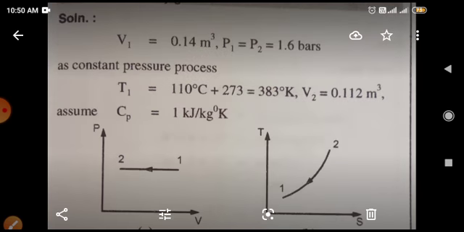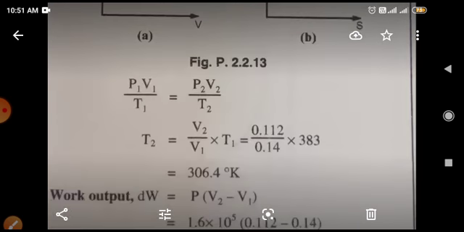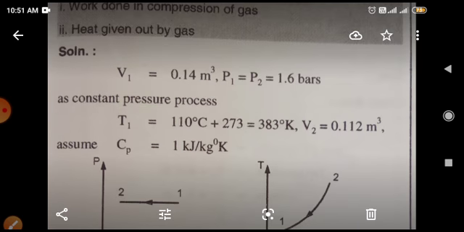P1 is given, P1, P2. The process is at constant pressure, so pressure is constant, which is equal to 1.6, and T1 is given as 383 Kelvin, converted into Kelvin. Then volume 2 is given. First the pressure and volume at the first and second state are given, along with the temperature, and Cp is also given as 1 kilojoule per kg Kelvin.